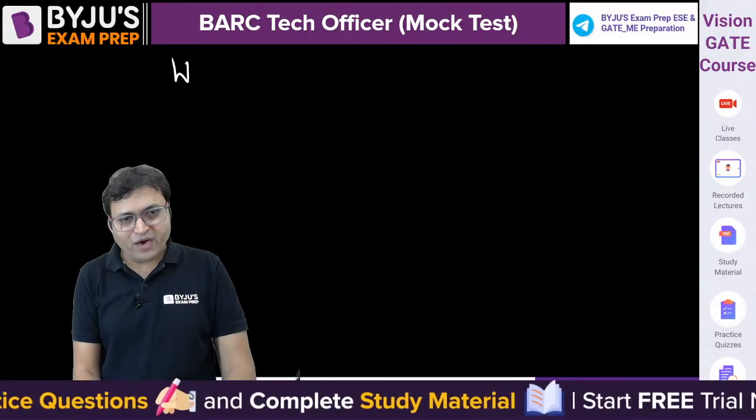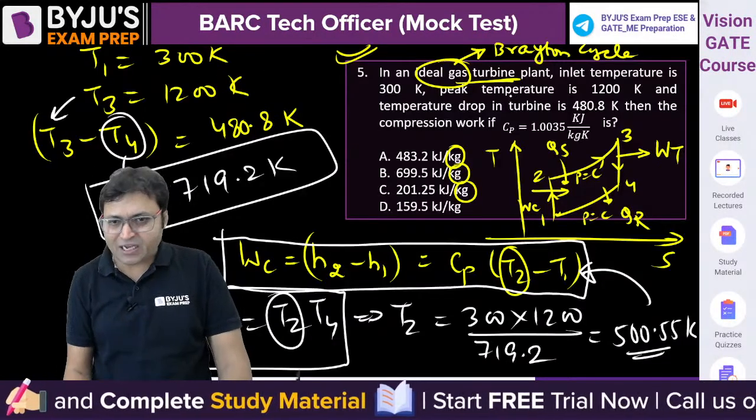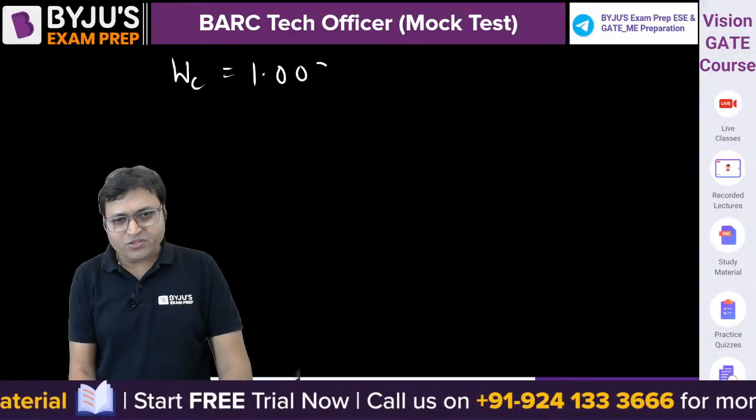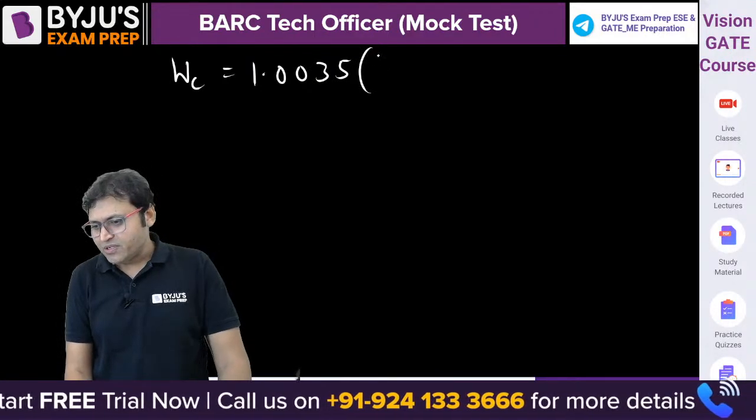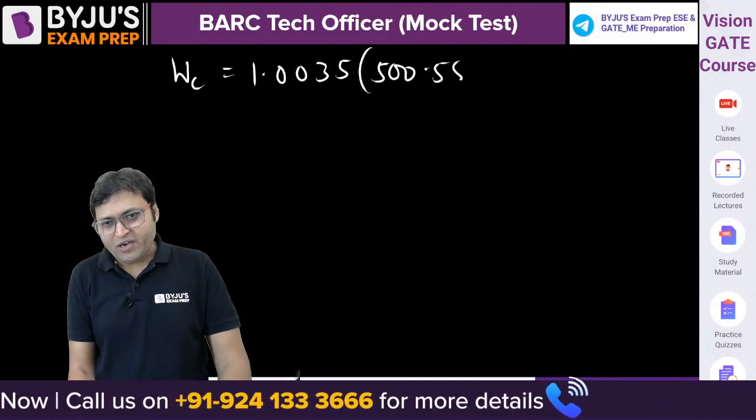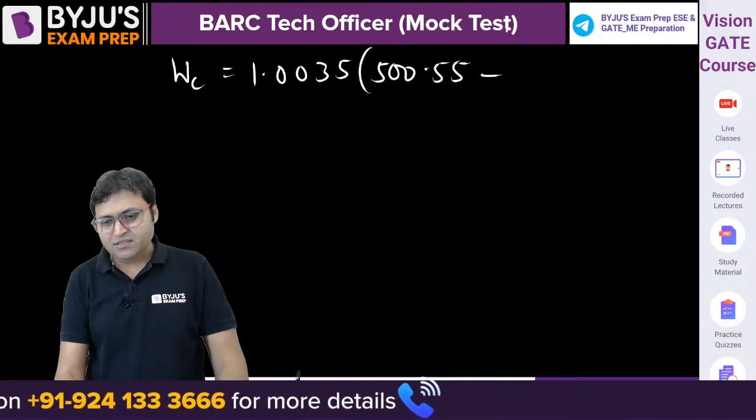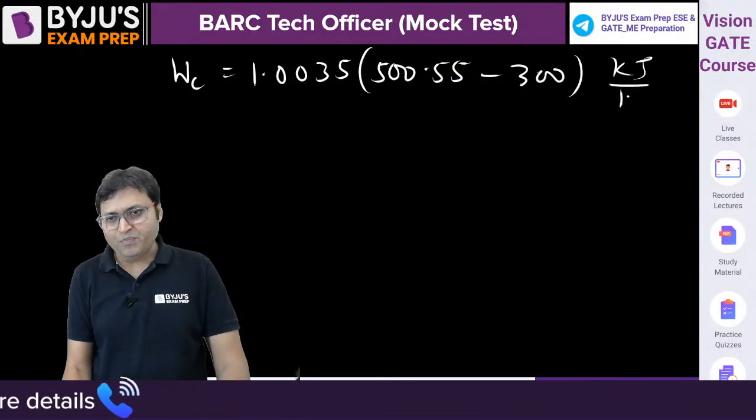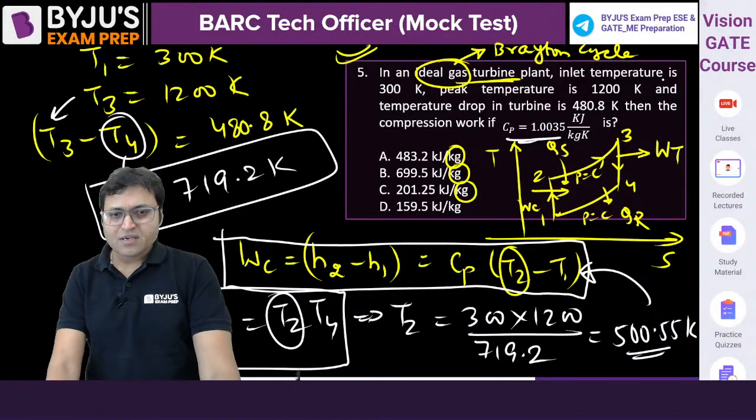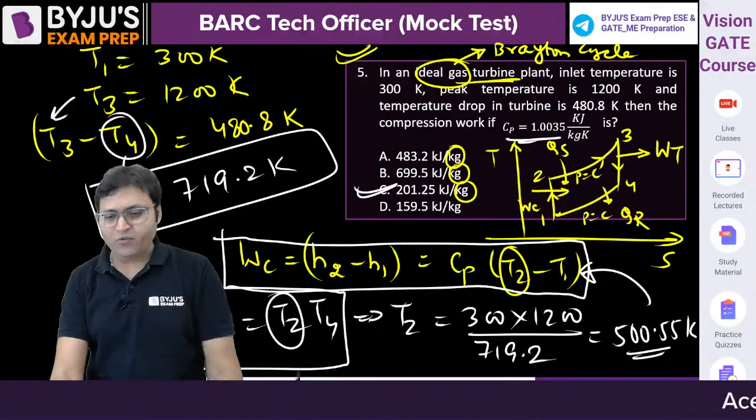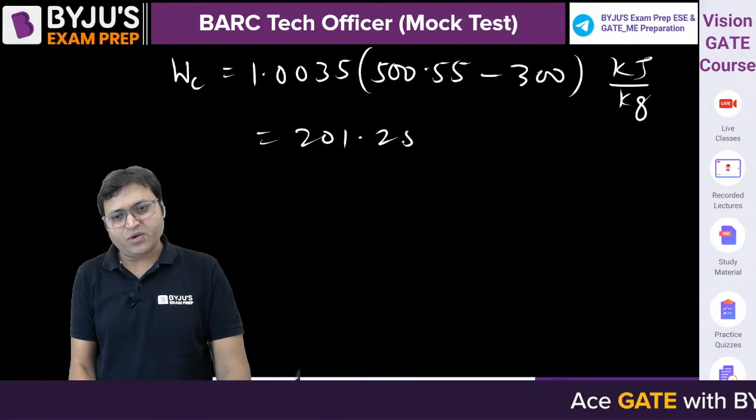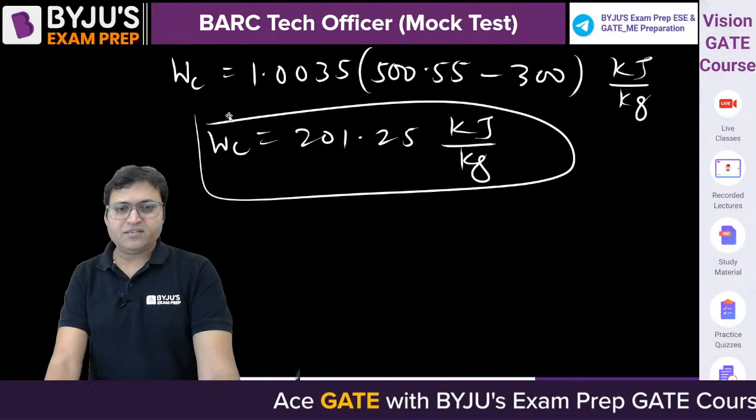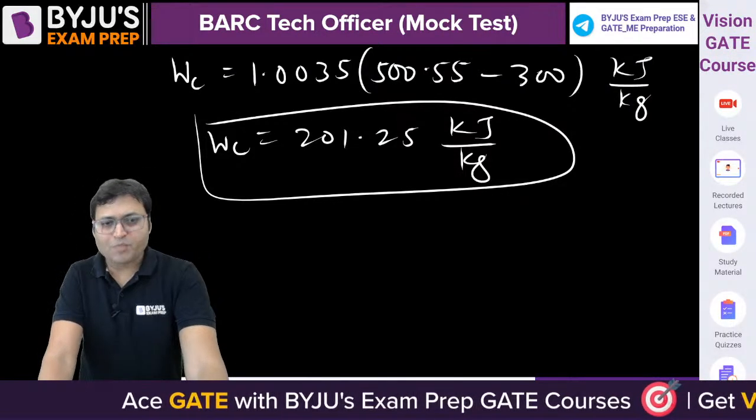So compression work is equal to Cp, which is given in the question. We are supposed to use this value, 1.0035, into T2, that is 500.55, minus T1. What is the value of T1? That is 300, in kilojoule per kg. What will be the answer? Are you getting option C? 201.25. Are you getting 201.25 kilojoule per kg or not? Option C is the correct answer.